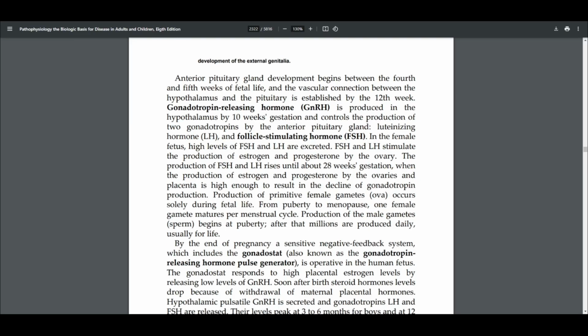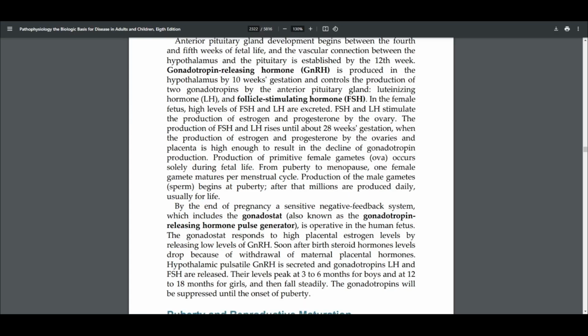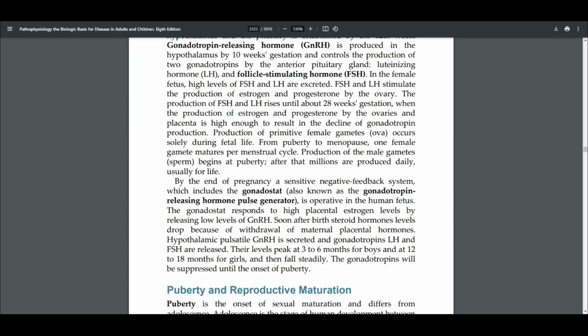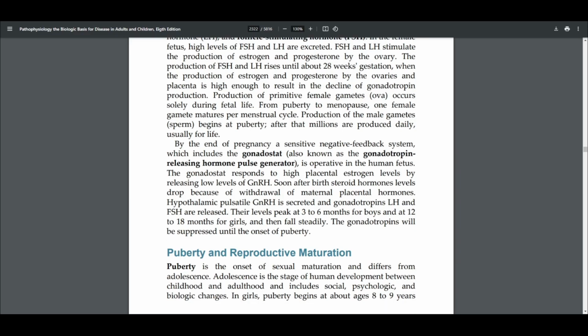Production of primitive female gametes occurs solely during fetal life. From puberty to menopause, one female gamete matures per menstrual cycle. Production of the male gametes begins at puberty, when millions are produced daily, usually for life. By the end of pregnancy, a sensitive negative feedback system, which includes the gonadostat, is operative in the human fetus. The gonadostat responds to high placental estrogen levels by releasing low levels of GnRH, or gonadotropin-releasing hormone.